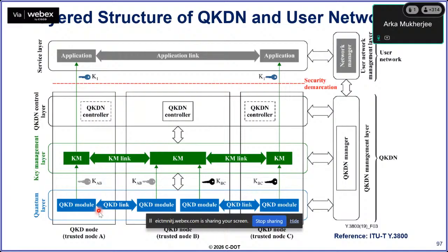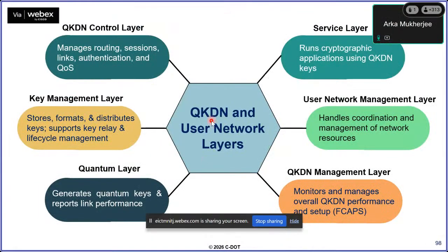So while implementing a QKD system, we need to implement these layers, and ITU-T has formalized what the functions of the different layers are. For example, you can see that the quantum layer is responsible for generation of the quantum keys. Then the key management layer, as I told, supports the key lifecycle management. It stores, formats, and distributes the keys on request.